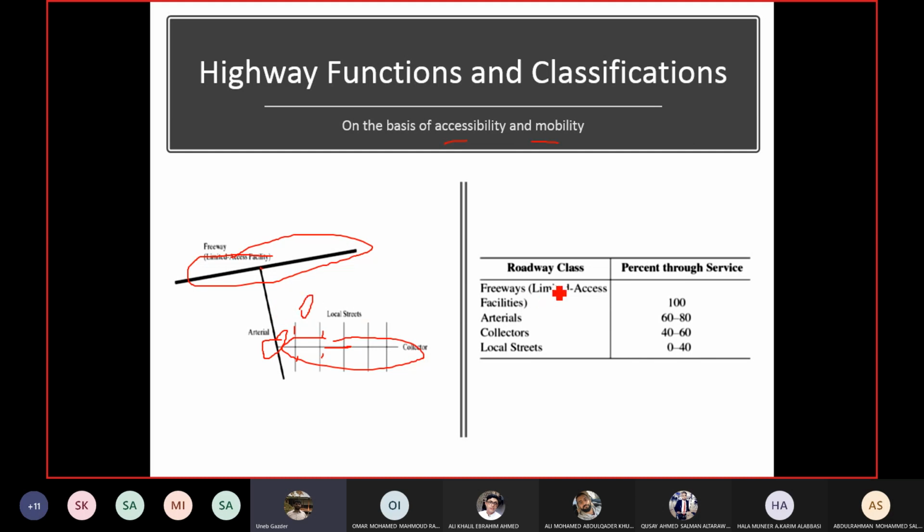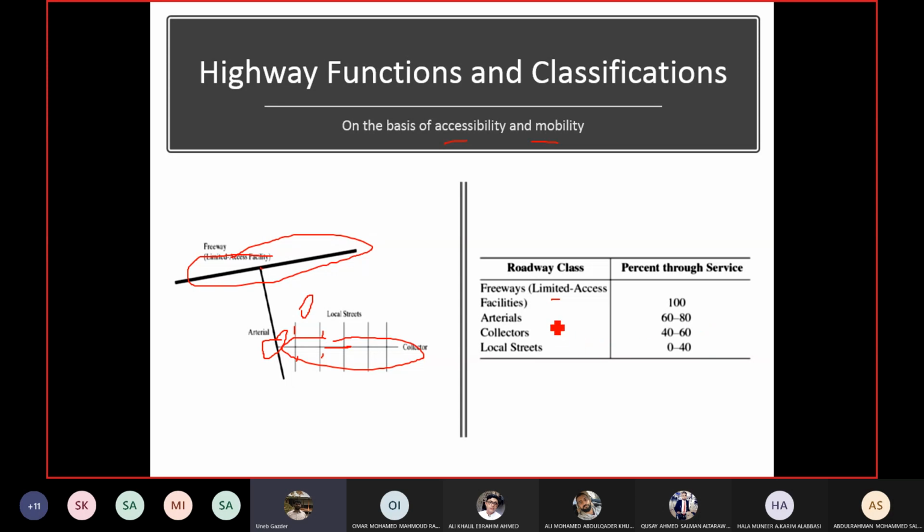According to the functions of the highway, they have mentioned 4 classes here: freeways, arterials, collectors, local streets. Freeways have very high mobility, very low access, so they call them limited access highways. Their mobility can go up to 100% because on freeways you may have only ramps, so accessibility is almost zero.